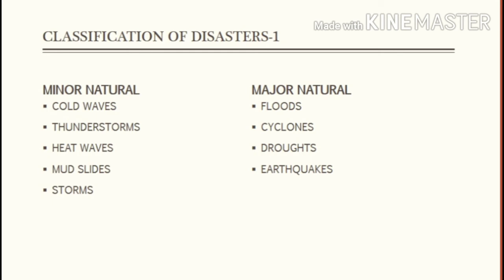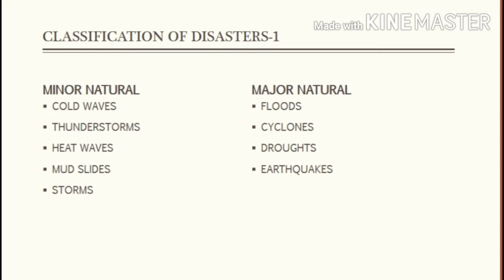Each one can be further sub-classified into major natural, minor natural, and major man-made and minor man-made disasters. Major natural disasters are large sized events which occur naturally. Examples: flood, cyclone, drought, earthquakes, etc. Minor natural disasters are smaller events, but they are also generated due to natural processes. The cold waves, thunderstorms, heat waves, mudslides, and storms are examples of such disasters.